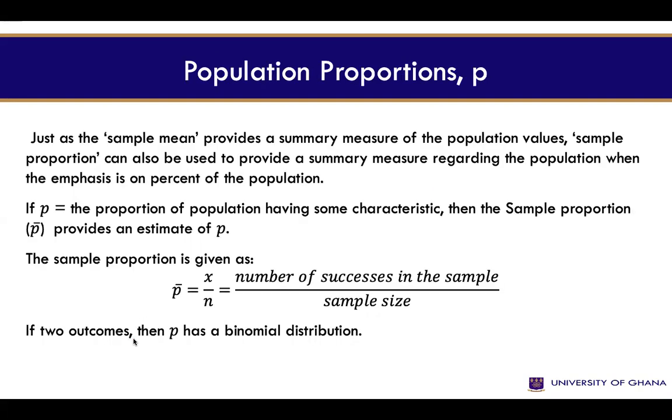So let's do something new. We just have a few more minutes and then we close. Population proportion. Just as the sample mean measures a summary measure of population values, we also have what we call the sample proportion, which also measures the population proportion. Basically it's almost the same thing we've been doing, just that this time you're no longer dealing with means, but with proportions, another parameter. So the population parameter is the population proportion, and the sample statistic is the sample proportion.